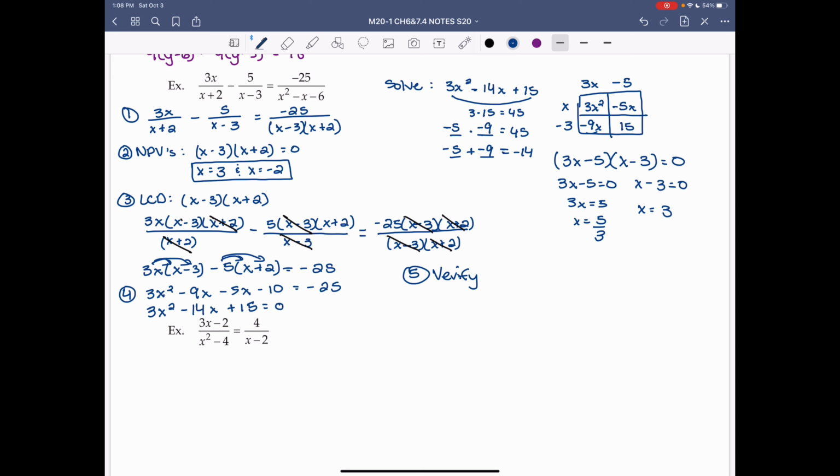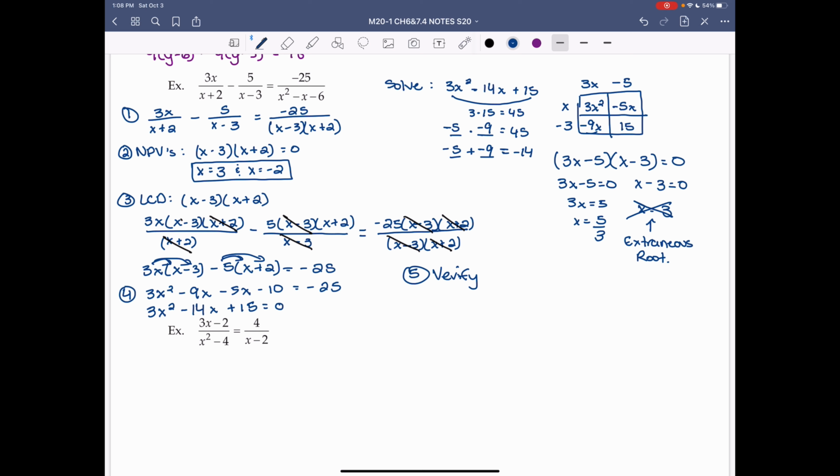Checking our solutions with our NPVs, we actually see that one of our NPVs is 3, and x equals 3 was one of the possible solutions. So we would say, no, this is not a solution. It's an extraneous root because it does not work in the original equation.